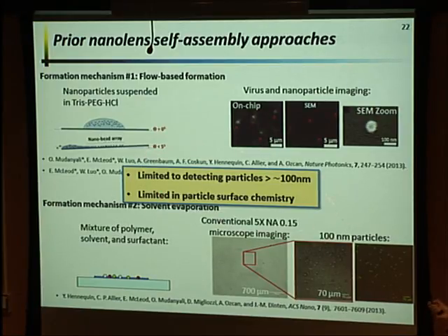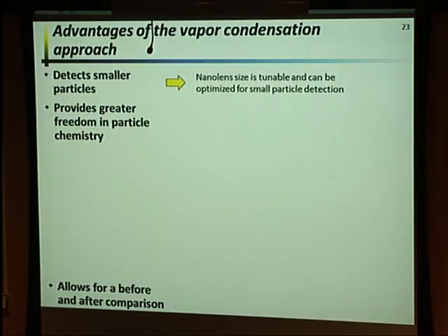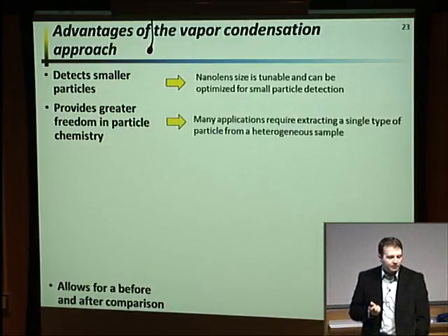In comparison to what I showed you before, there are a couple limitations with these two approaches. One is they're limited to detecting particles about 100 nanometers or larger, so we've gotten a little bit below that, 250, but we want to be able to do even better. It's also somewhat limited in terms of particle surface chemistry, because you have to make sure your particles kind of behave well in whatever liquid solution you're using here. So the advantages of this vapor condensation approach is that we can detect smaller particles, and I'll show you those results. We have greater freedom in terms of the particle chemistry.